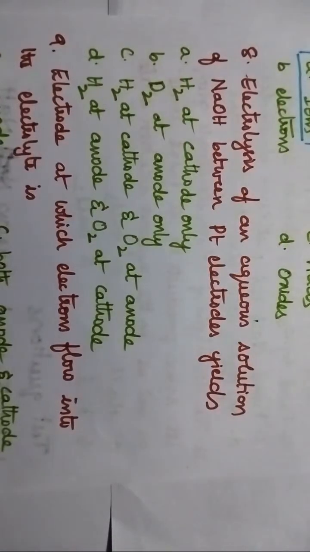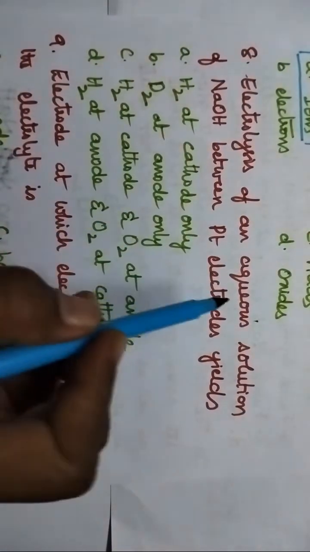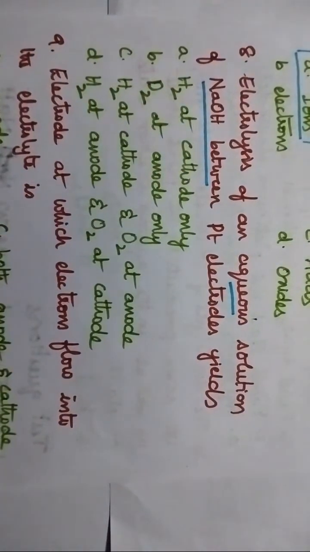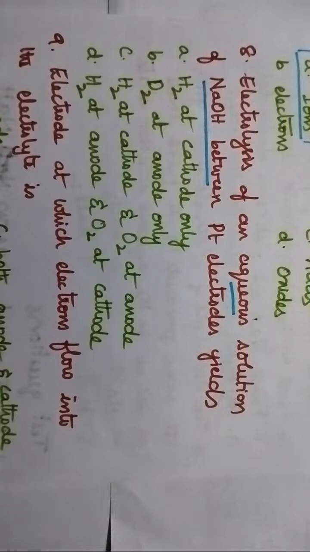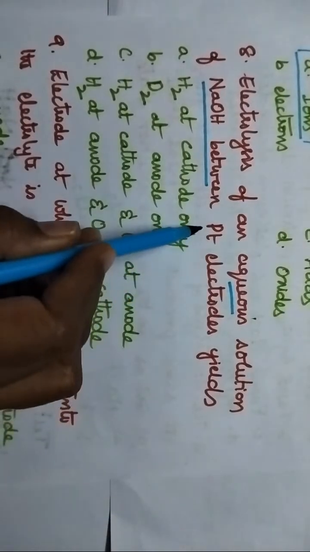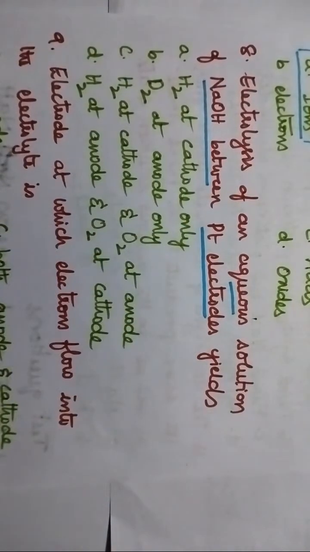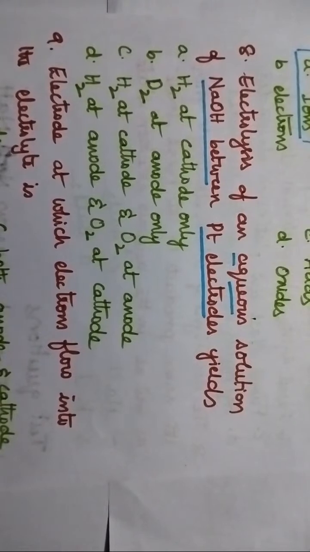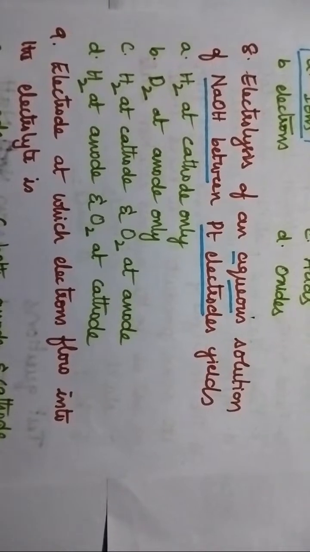Moving to the next question. Electrolysis of an aqueous solution of NaOH between platinum electrodes yields. Remember, it is the aqueous NaOH solution. Now tell me, what are the products formed at anode and at cathode? Simple question.